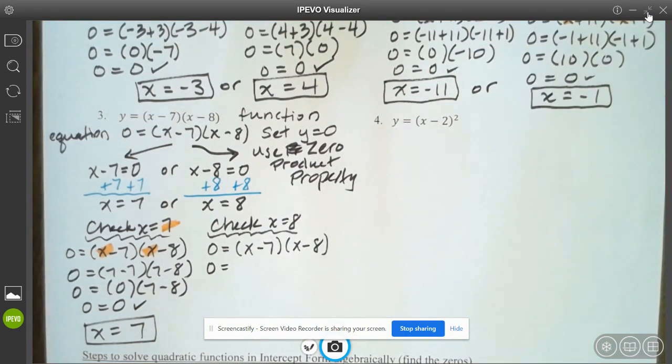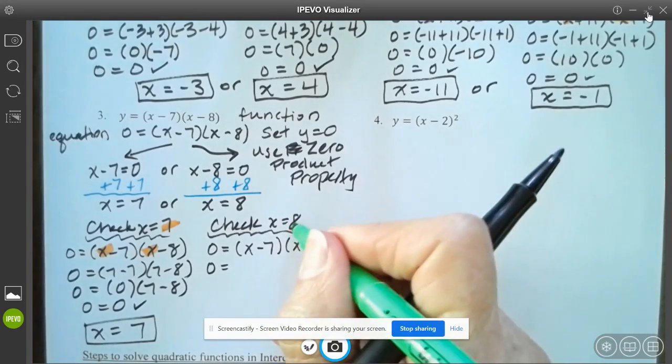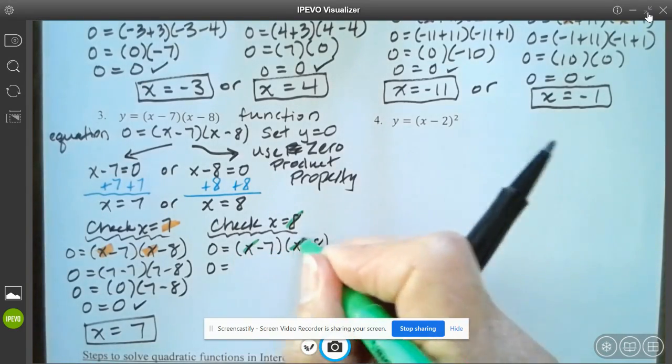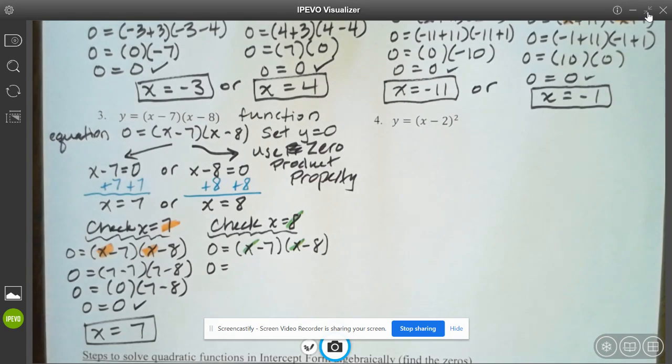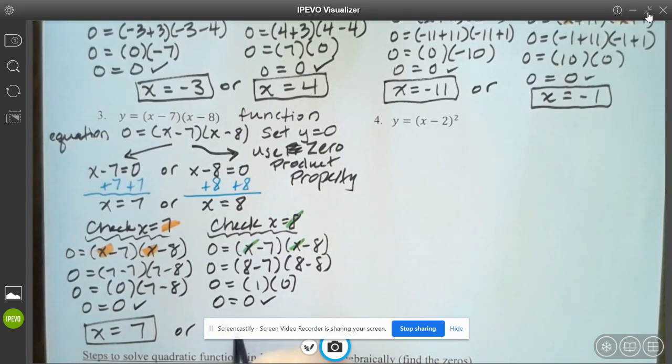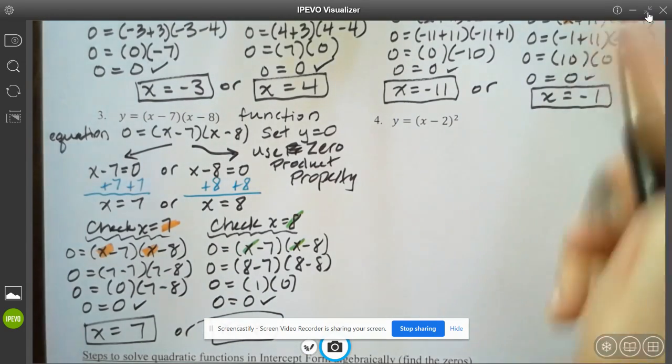So here we want to substitute in 8 for x. So you have 8 minus 7 and 8 minus 8. Oh my goodness, do you see the 0? Do you see the 0? I see the 0. I'm so excited because I'm going so fast because I'm done. It makes me smile.